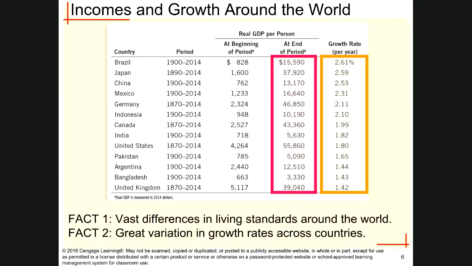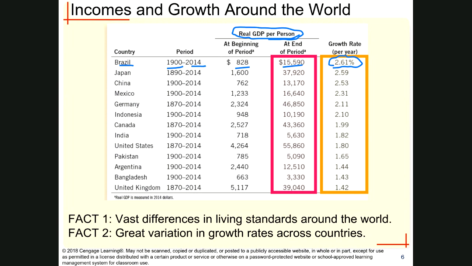All right, now this table here gives you the rank of countries in respect to GDP per person, gross domestic product per person. As you see, this period from 1900 to recent time, 2014, like for example, Brazil. Now they have access to 15,590 per person. That's the GDP per capita. It started with 828. Now it's 15,590, which means they grew about 2.61% per year on average.